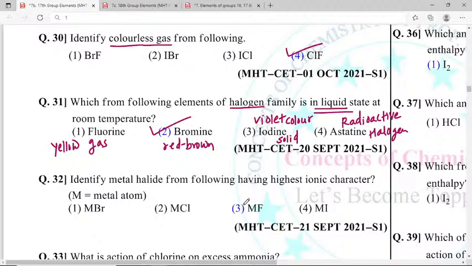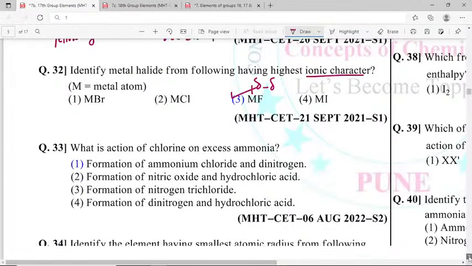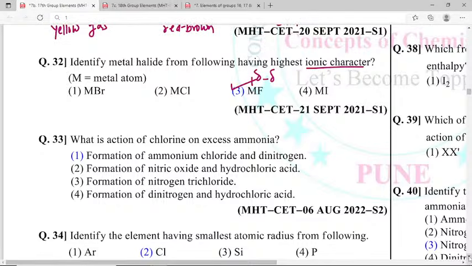Identify the metal halide from the following having the highest ionic character. Metal fluoride. So this is partial positive, partial negative. Metal fluoride has the highest ionic character, and metal iodide has the lowest ionic character, because of the charge separation.